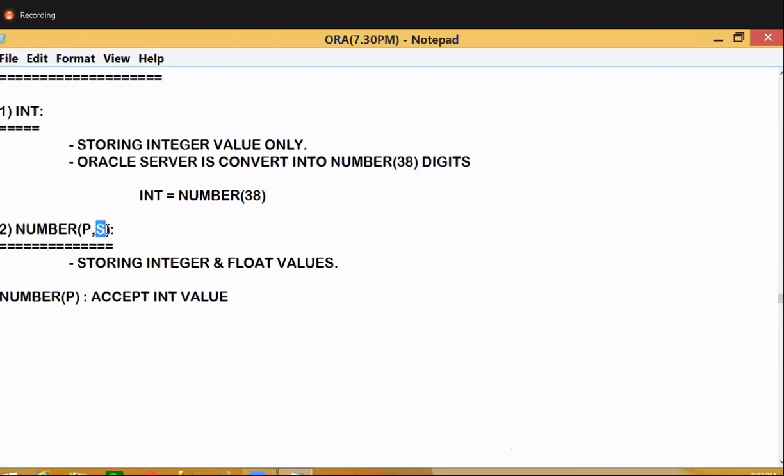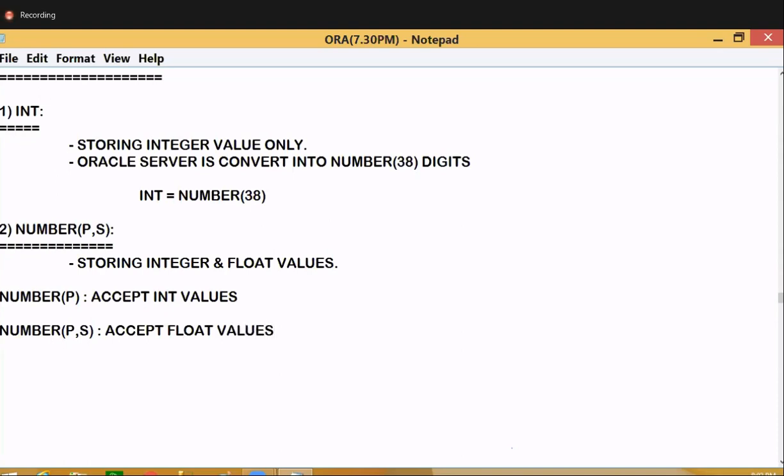Guys, are you listening? That means we are not passing the scale S value, only the P value. So if I use NUMBER(P) with P without S, then it accepts integer values. Suppose along with P I give S also, then float values will be stored. Point is clear now? So float values will be stored.